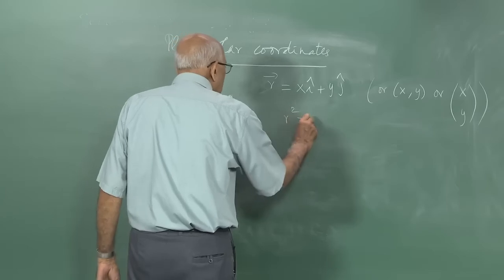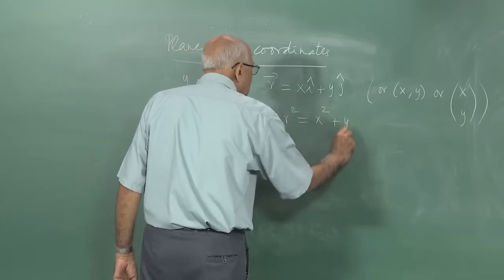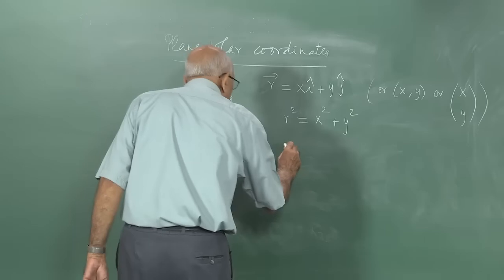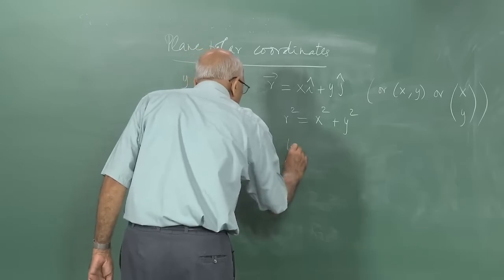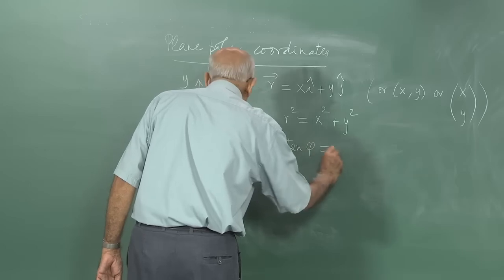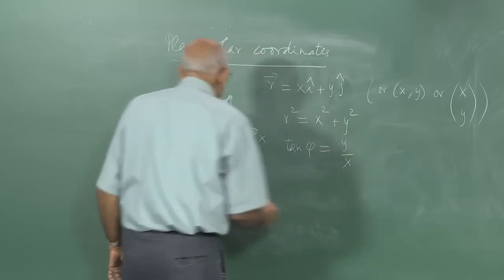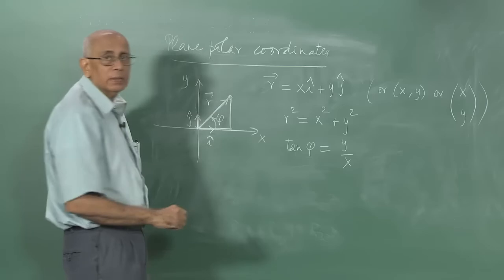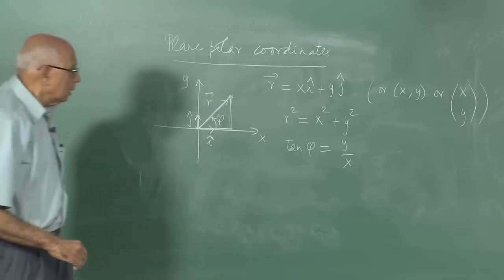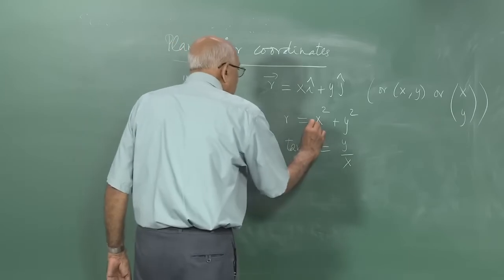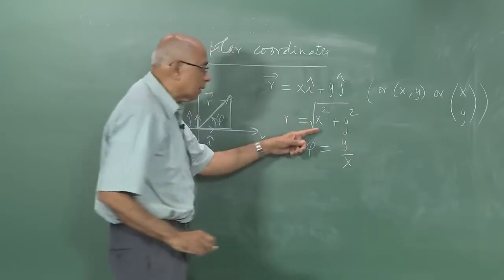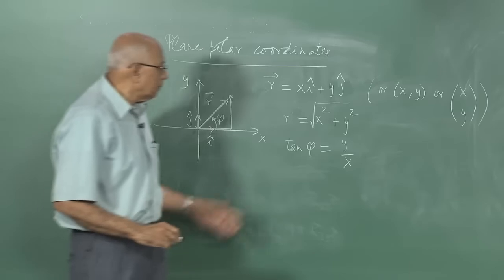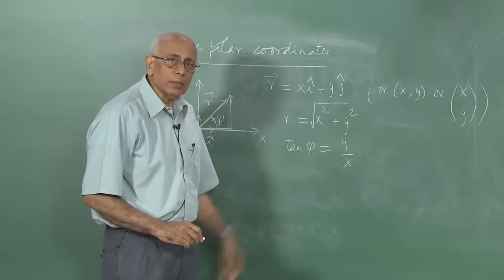It is immediately clear that r squared is related to x and y by r squared is x squared plus y squared, and similarly tan phi is equal to y divided by x. In other words, the tangent of this angle is the perpendicular divided by the base in this fashion. So if you like, r is defined as the positive square root of x squared plus y squared, because it is a distance and it can't be negative, and phi is given by this quantity here.